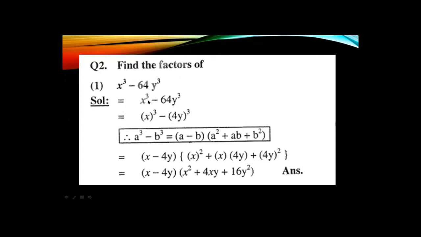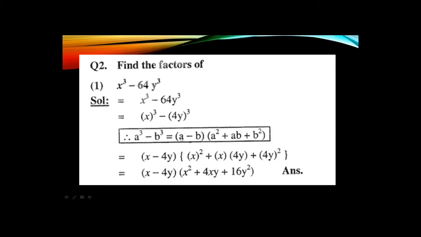Now it is simple, for x cube we just write cube outside the bracket to make it a cube. And 64, what is the cube root of 64? The cube root of 64 is 4, so 4y, and we take the cube outside the bracket to make it a cube minus b cube. Now write the formula. a cube minus b cube is equal to a minus b, same sign, then opposite sign, a square plus ab, and then the third sign is always plus b square.